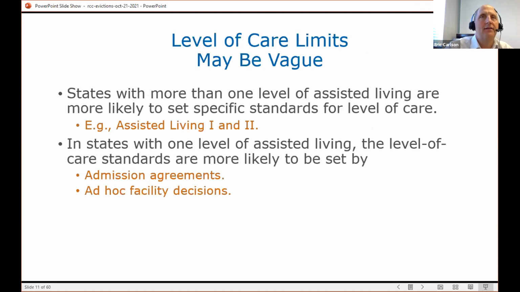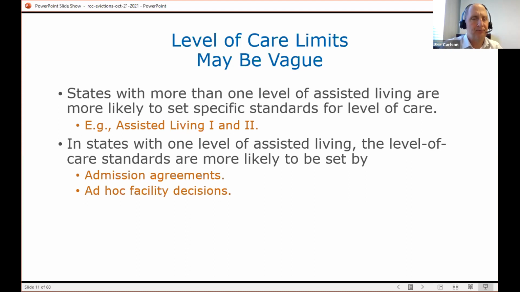It varies, like a lot of things, by state to state. There is more clarity in those states that have specific levels of assisted living, high, medium, low, or 1, 2, 3, however that's denominated in the states. When you have more explicit levels like that, you're more likely to have some clear delineation of what's allowed and what isn't in a particular type of assisted living facility.